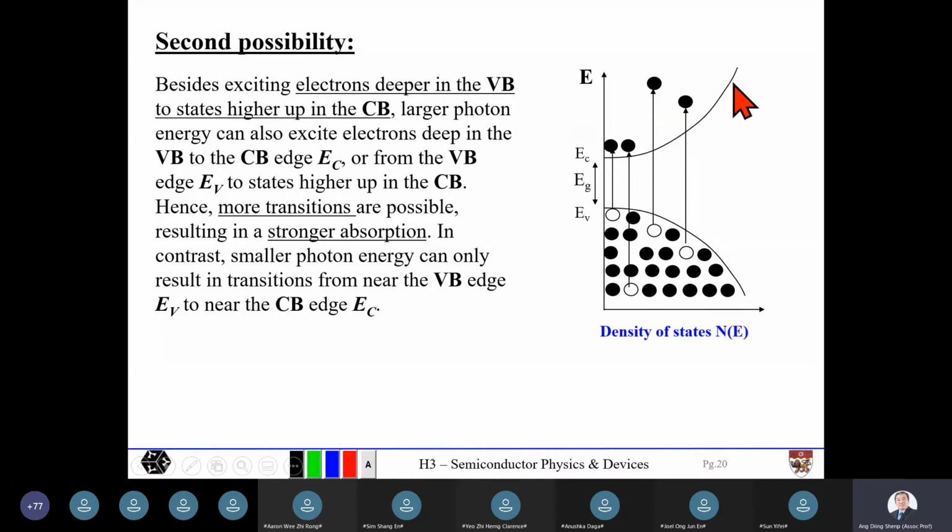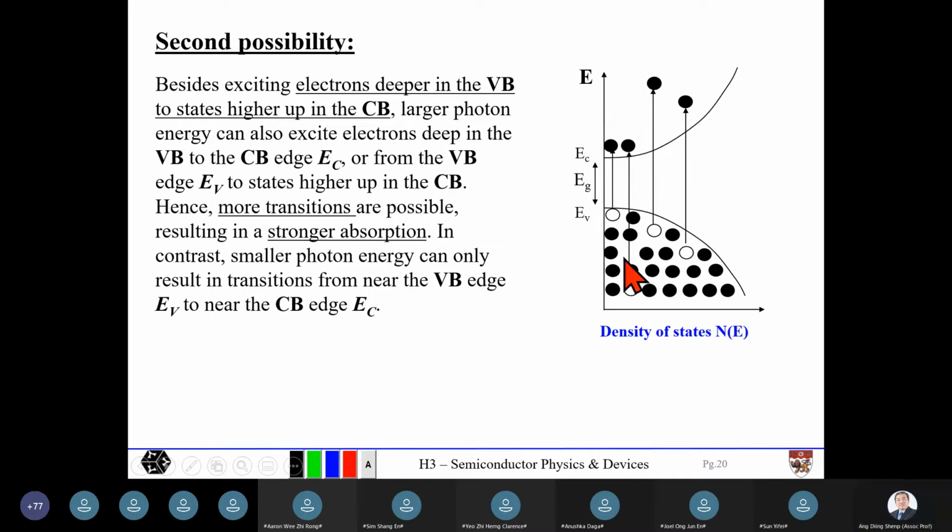For example, if you consider the conduction band, the density of states is proportional to square root of E minus EC. Now, what that means is that if you go higher and higher in terms of energy above EC, there are more and more energy states, or the density of states increases. Now, what that means is that with more available energy states, more electrons can be found at higher energy levels above EC.